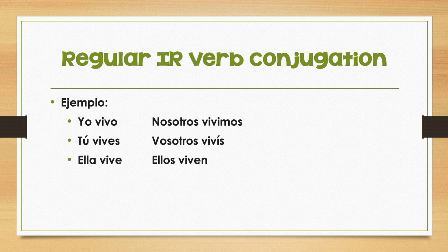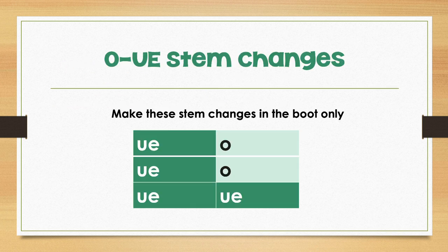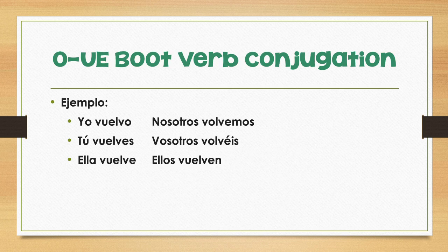Next, we're going to look at boot verbs. So our first group of boot verbs are O to UE boot verbs. That means that there's an O in the stem and it will change to a UE. Verbs in this group include costar, encontrar, dormir, almorzar, volver, envolver, and poder. A reminder of what this looks like, that stem change from O to UE will only be in the forms that make the shape of a boot. So the yo form, the tú form, the él, ella form, and the ellos, ellas, ustedes form. Outside of that, there will still be an O. So, for example, for volver, to return, we'd have yo vuelvo, tú vuelves, ella vuelve, nosotros volvemos, vosotros volvéis, and ellos vuelven.